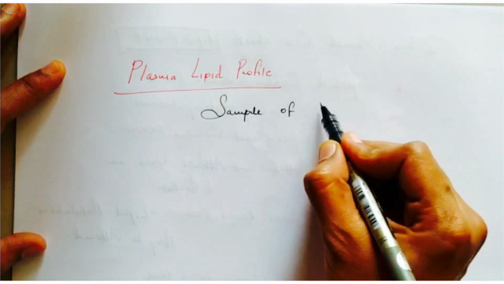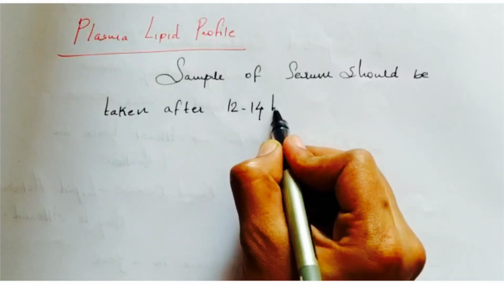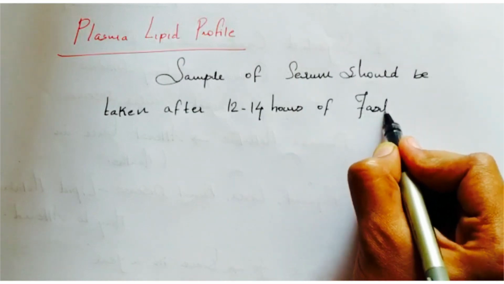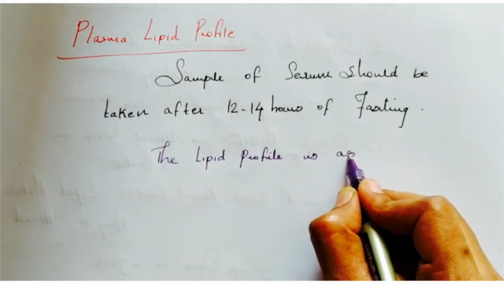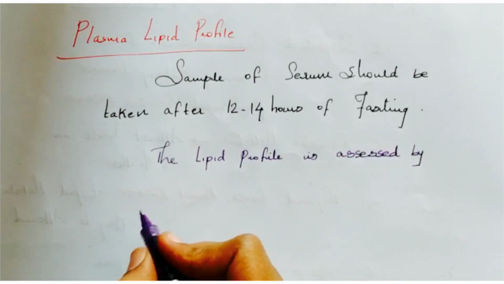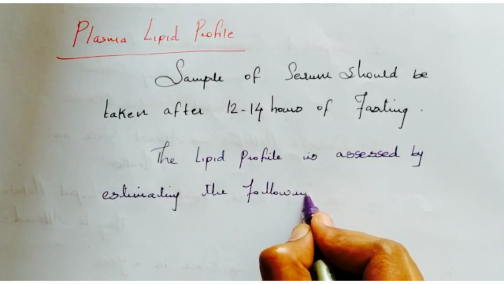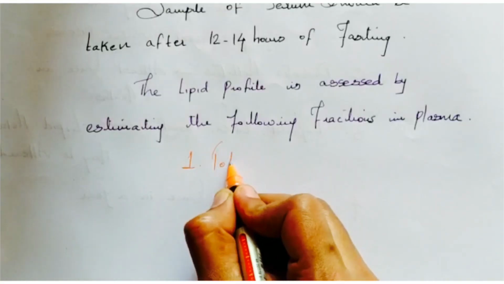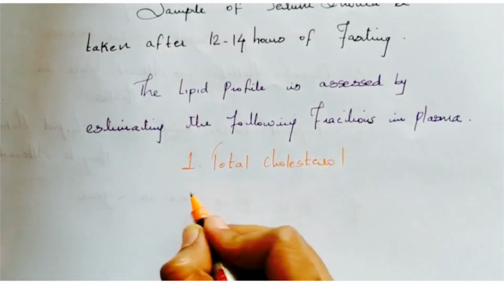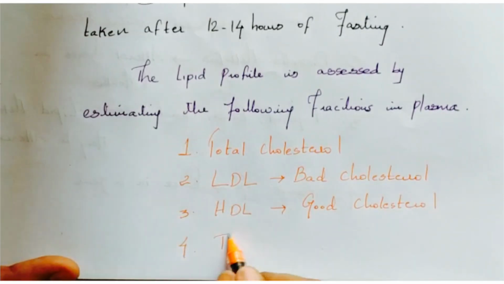How is the sample taken to check the plasma lipid profile? A sample of serum should be taken after 12 to 14 hours of fasting, and normally the lipid profile is assessed by estimating the fractions in plasma, which are total cholesterol, HDL, LDL and triglycerides.